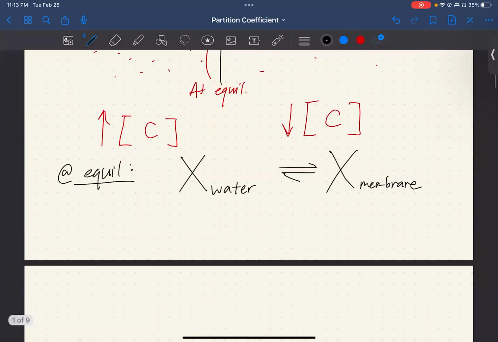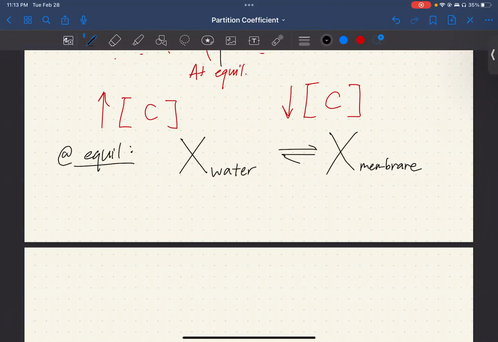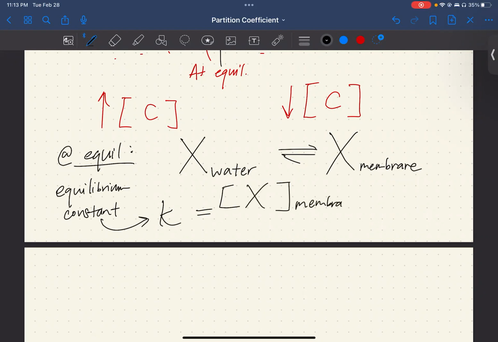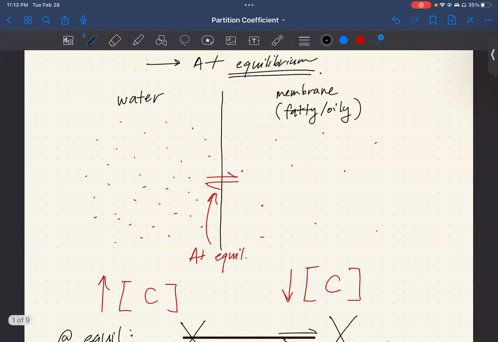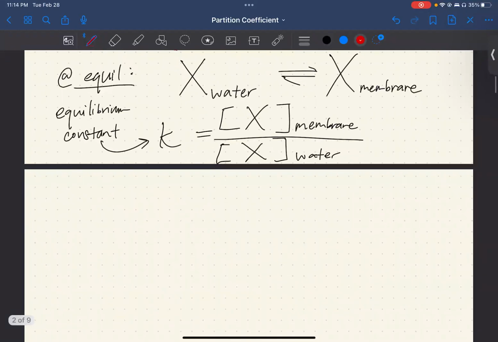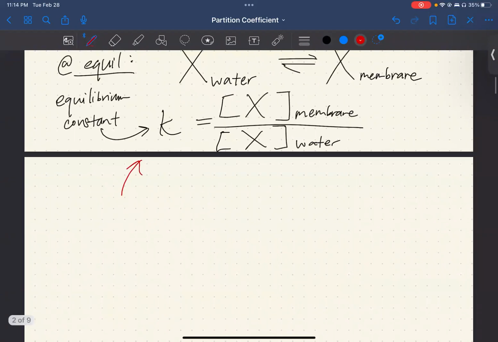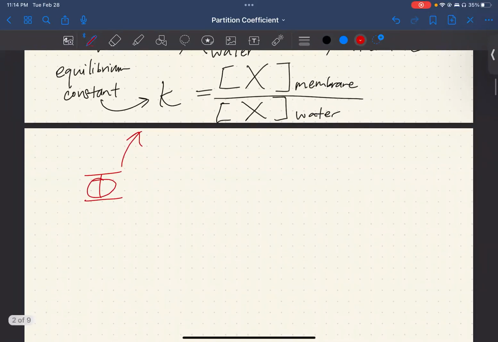Well, we've been talking a lot about equilibrium constants. We can define the equilibrium constant K to equal the concentration in the membrane over the concentration in the water. We know it's at equilibrium, but because salt is more soluble in water, we expect to see a higher concentration in water than in oil in the membrane. We're going to keep solidifying this concept as we go throughout this video. And this is the definition of the partition coefficient. This is actually the partition coefficient, and this is the Greek letter phi.